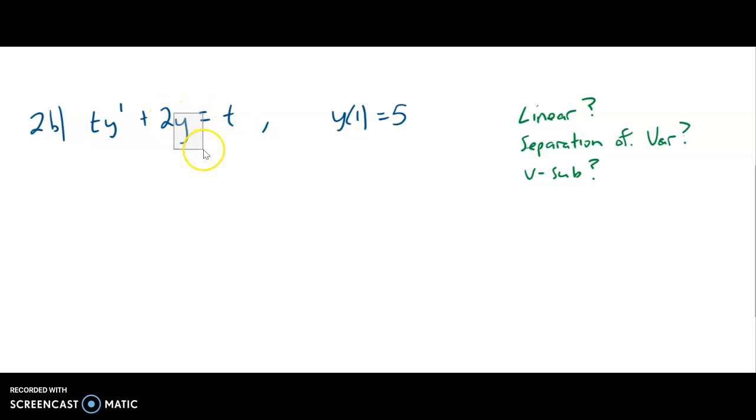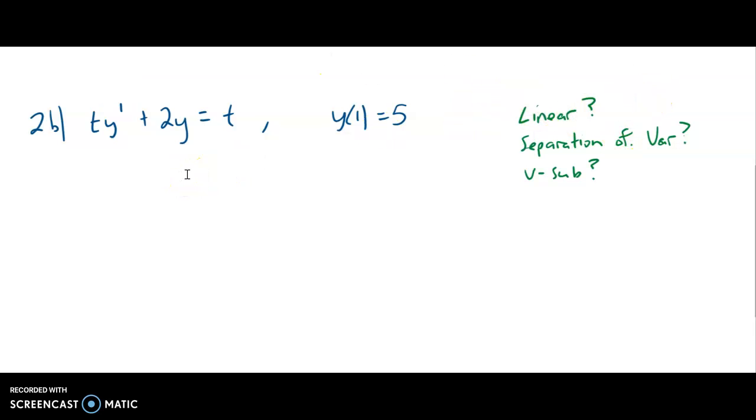This is just a y. It's not squared or anything like it was last time. And this is also just a y prime. It's not squared, it's not inside of a sine or anything like that. And the t doesn't change that. The t, we're allowed to have that there. So this actually falls into the category of being linear.